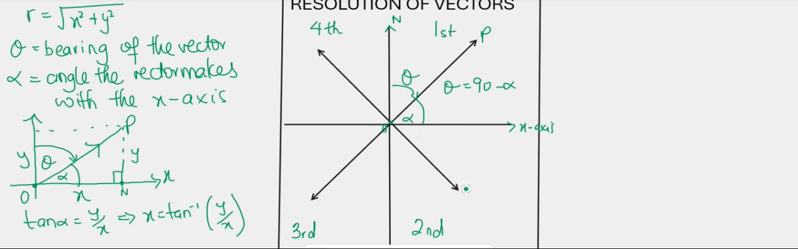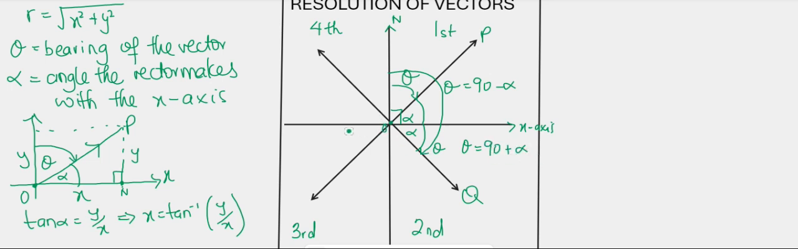Now let's come to the second quadrant. Let's say we have a vector OQ. Again, our alpha is the acute angle the vector makes with the x-axis. For theta, we measure from the north in a clockwise direction. That is the bearing, all the way here. So we can see that this is 90 plus alpha, and that will give us theta.